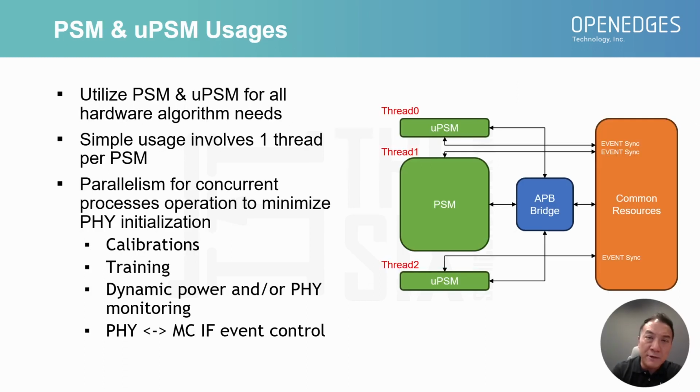Now let's take a look at how the PSM and micro PSMs can be used together. Together, the PSM and micro PSM are used for all hardware algorithm needs within the PHY. The simplest usage would involve one thread per PSM and micro PSM. We can utilize PSM and micro PSM in parallel for concurrent processes to minimize the processing times. They're used for calibration, link training, monitoring, as well as event control between the PHY and the memory controller.